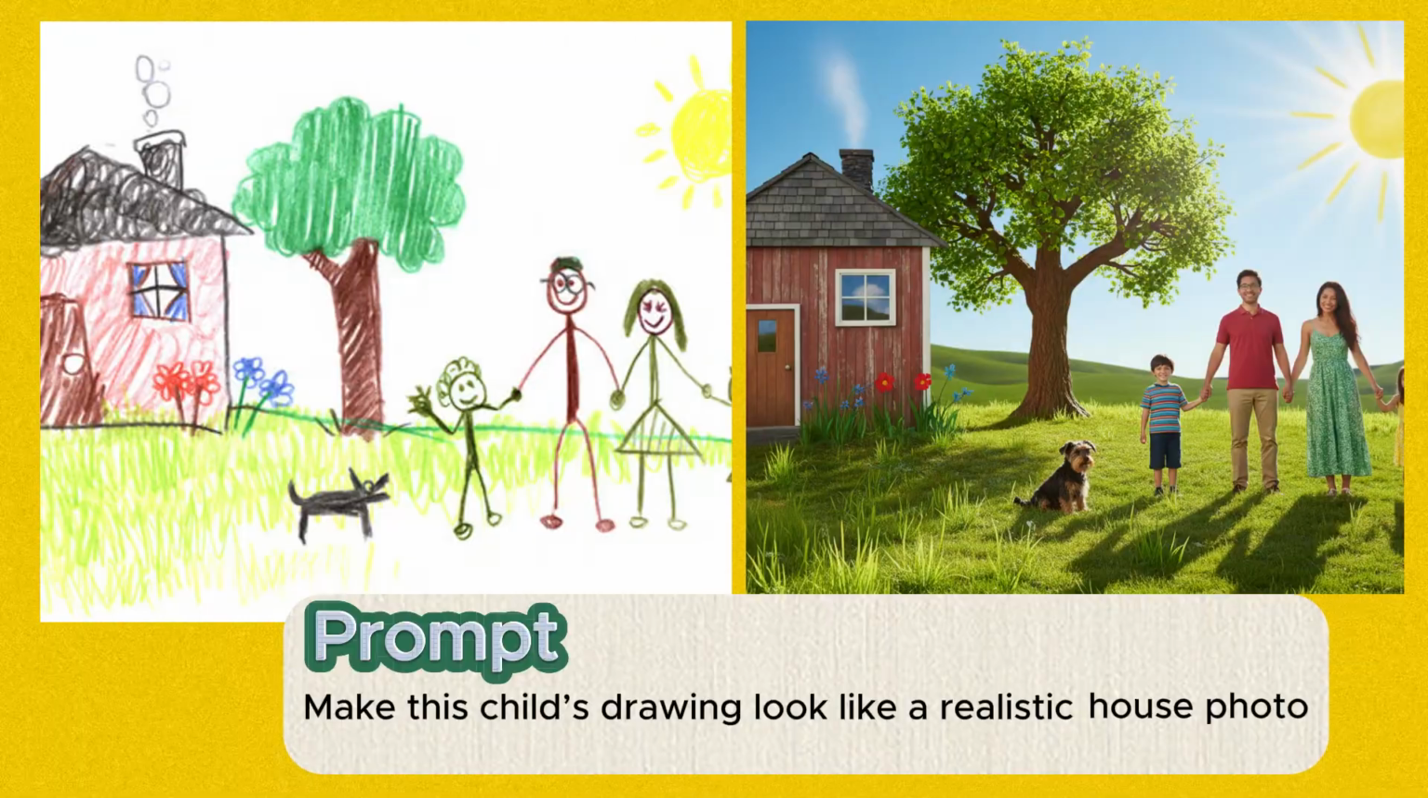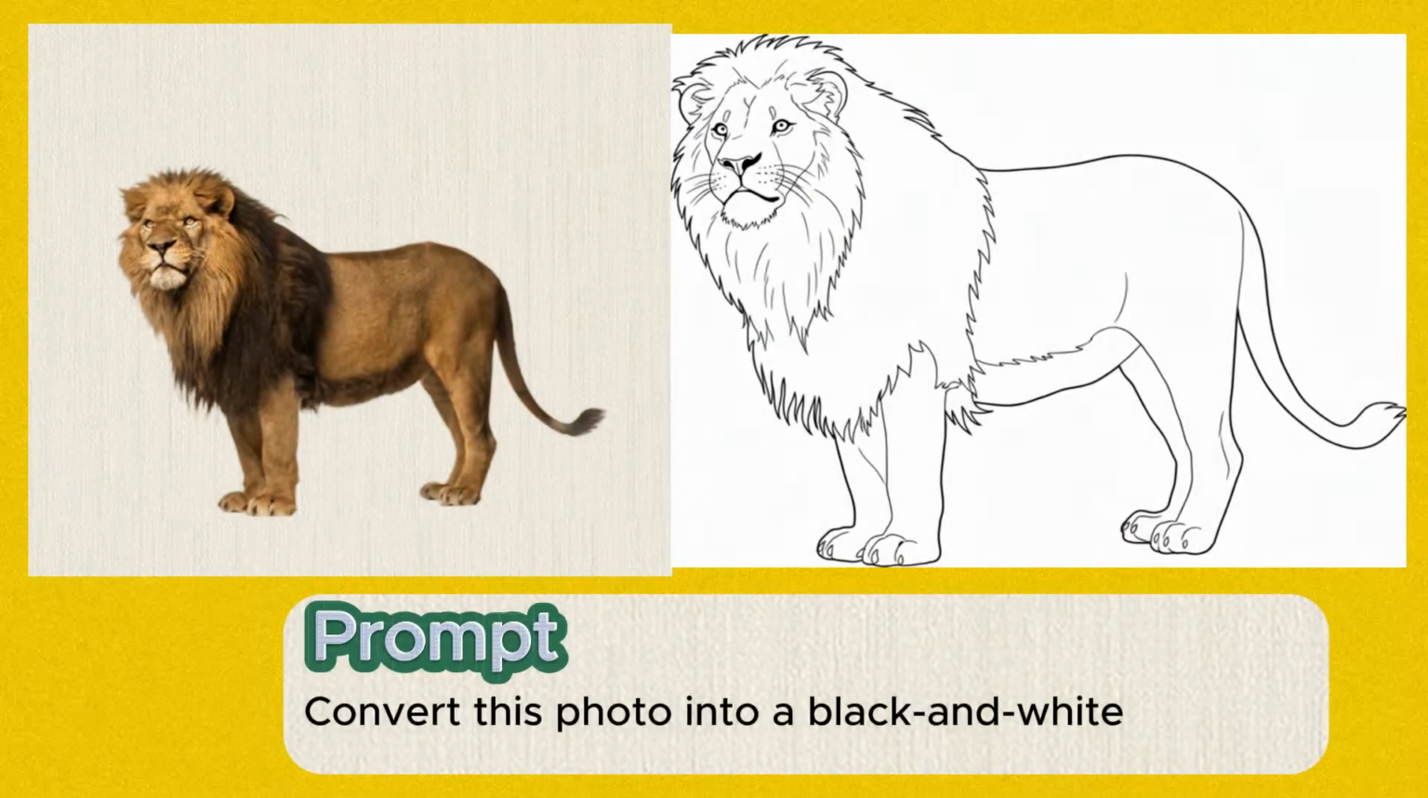A fully realistic house that still carried the same quirky shapes and features from the child's sketch. It was like the drawing came to life, right out of a kid's imagination. I kept experimenting with creative twists. I took a photo of a lion and asked, convert this photo into a black and white coloring page outline. Just like that, I had a clean coloring page, perfect for printing and filling in.